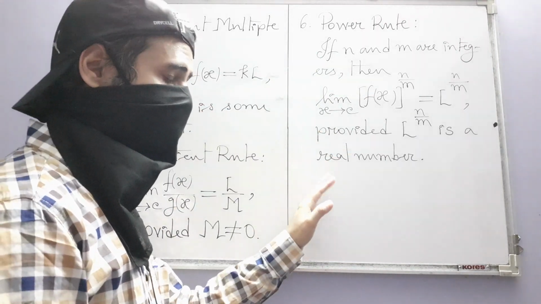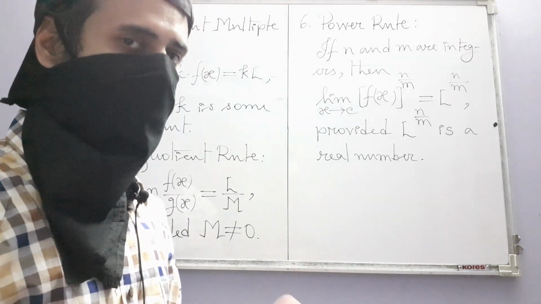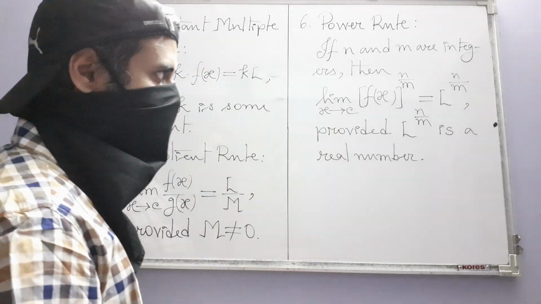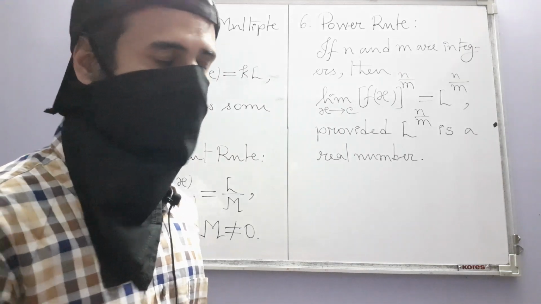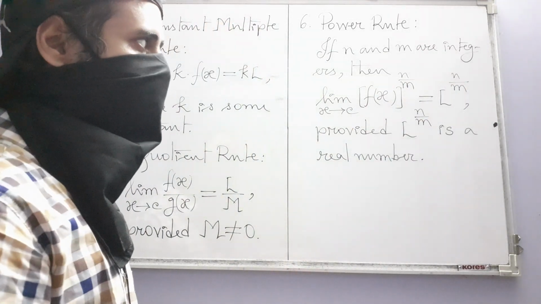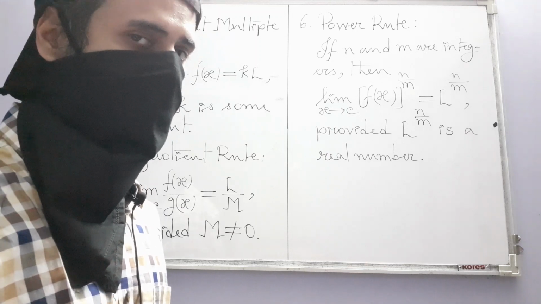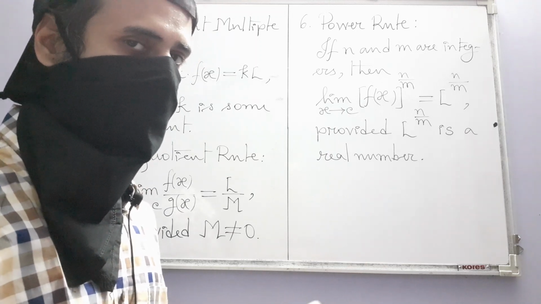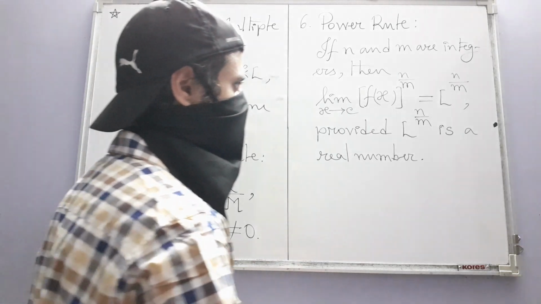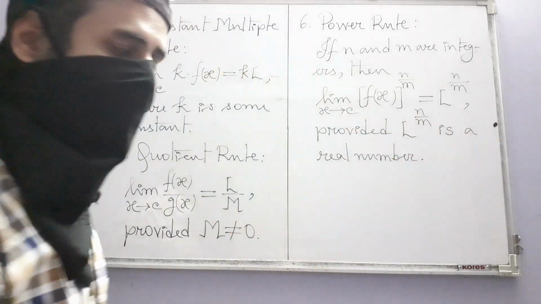Now, why do we need this provision? Can we have a case in which this is not a real number if we are not careful? Yes. For example, your original L can be negative. Say the original L is -1, and say you have n equal to 1 and m equal to 2. Then L to the power n over m is not a real number, it's a non-real complex number. The imaginary unit square root of -1. So we do not need that. So that's why this is applicable only when this is a real number.